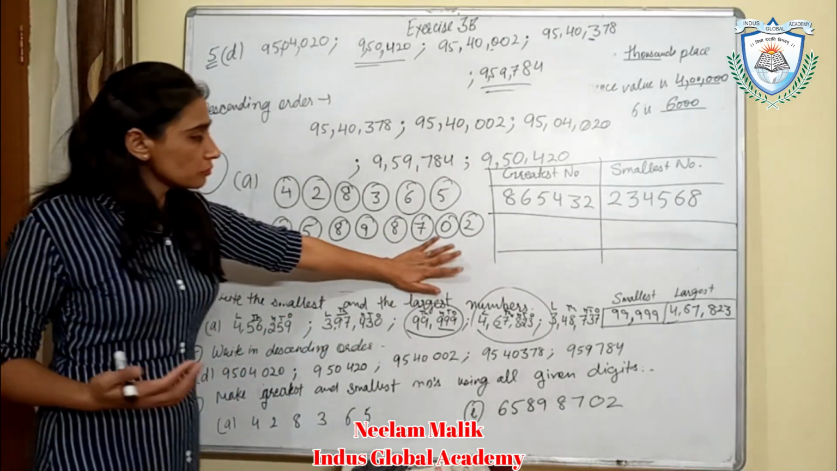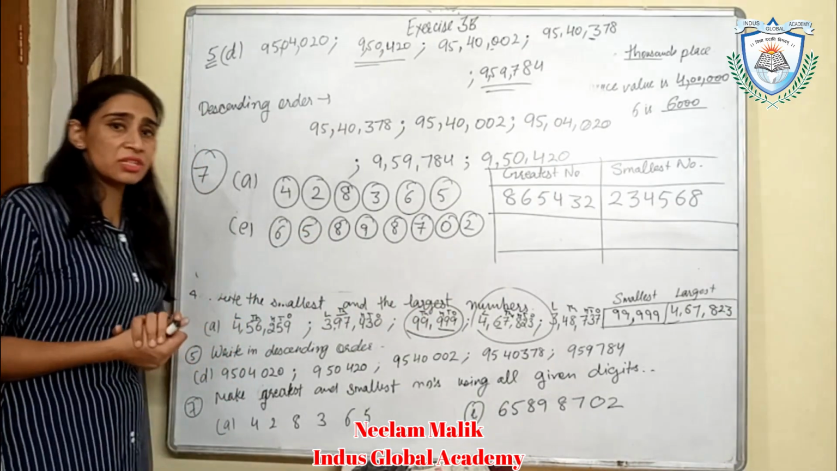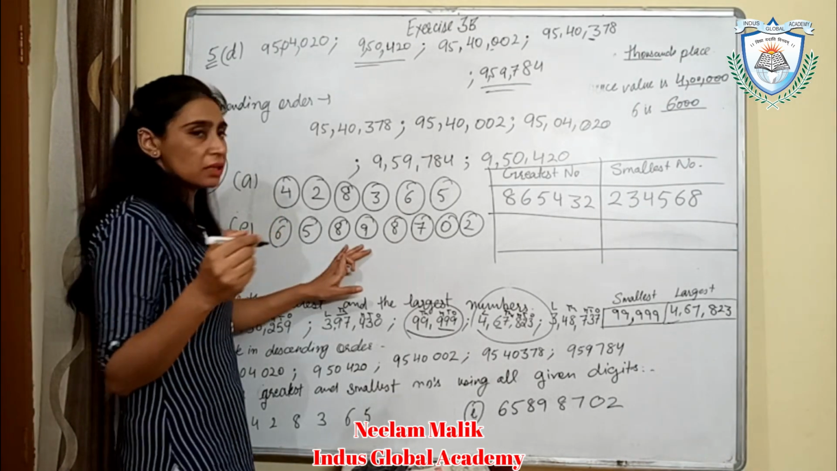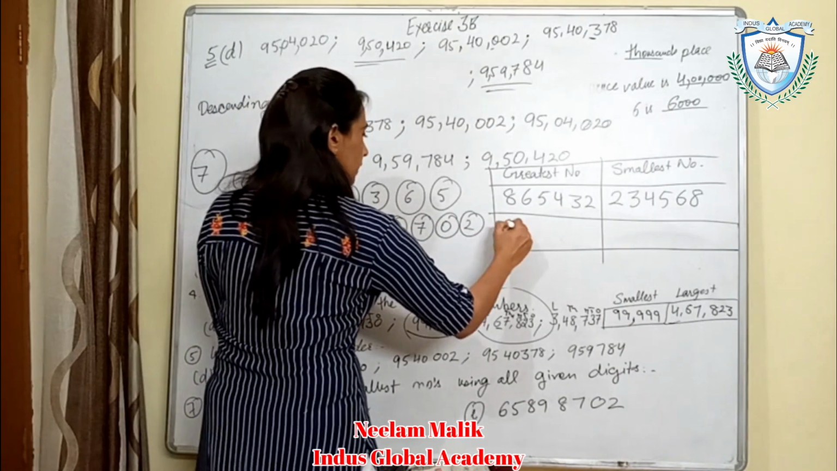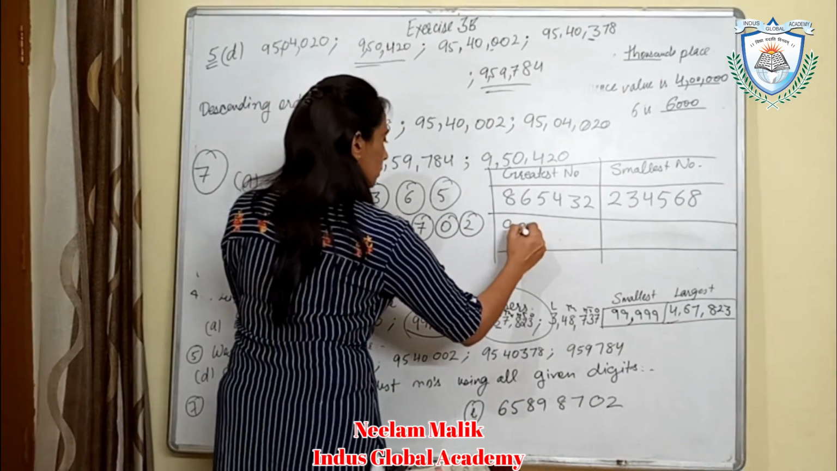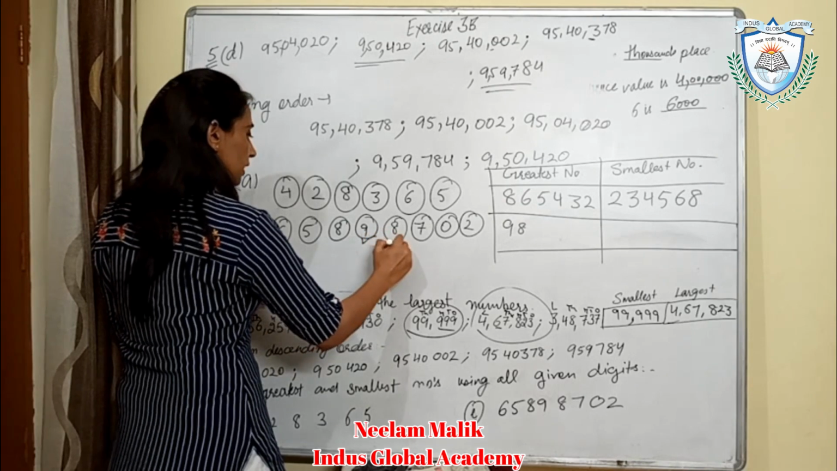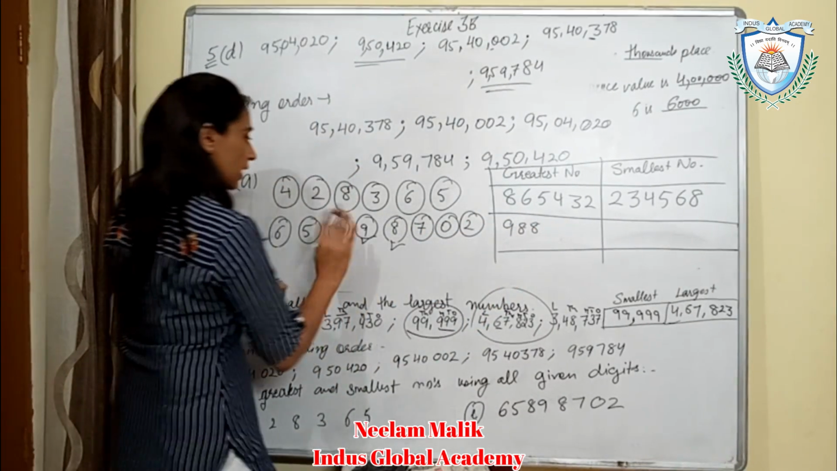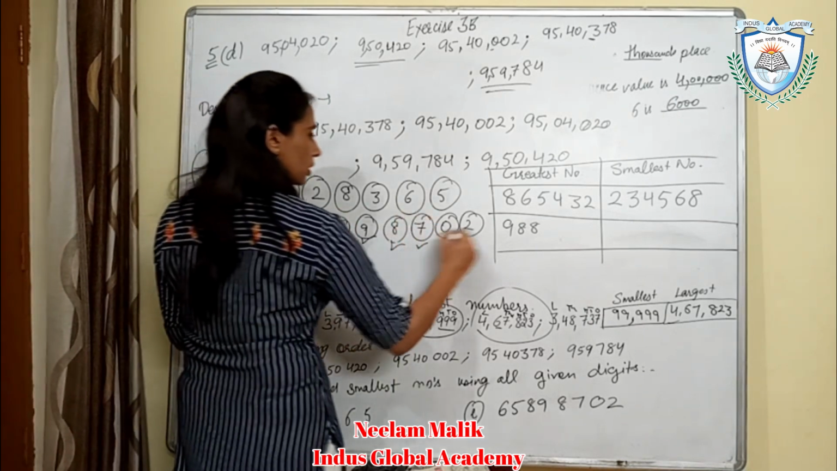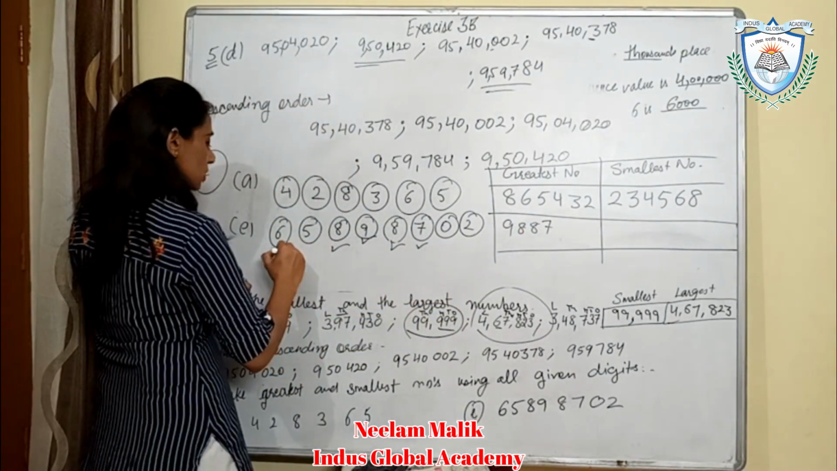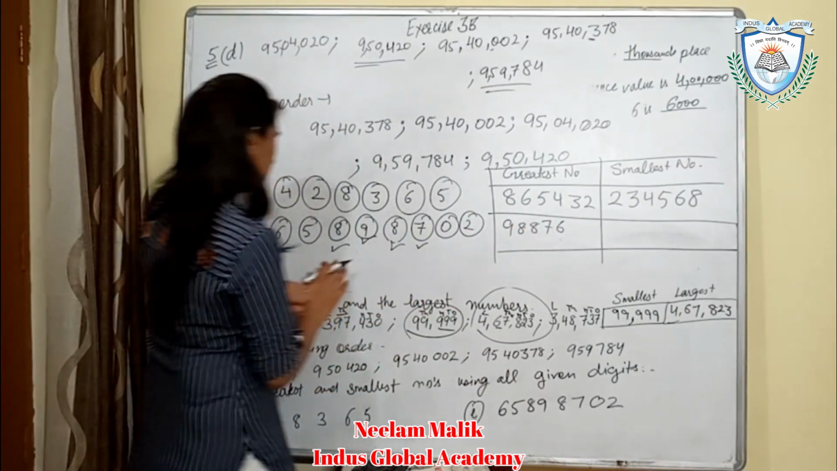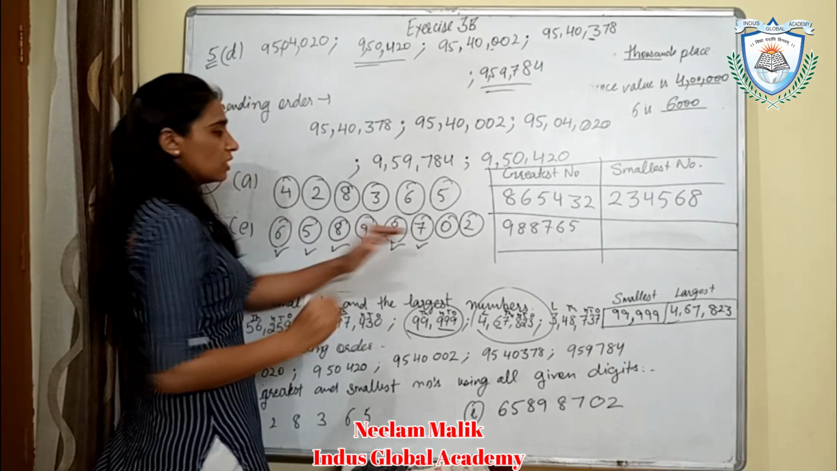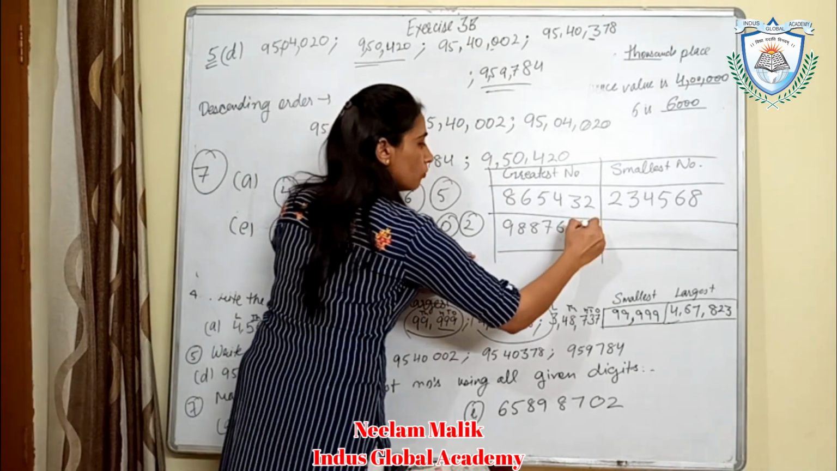Now this one. In the greatest number the rule will always be the same. So which one is the greatest digit? 9 is here, I'll take 9 here. Then 8 is given, 8 is also given, so I'll take this 8 also. Now 7, put this here. Now 6 here. What is left? 5. Okay, done. What is left? 0 2. So 2, then 0.